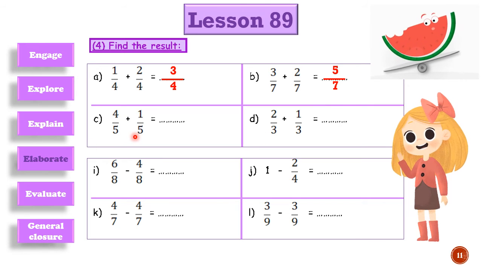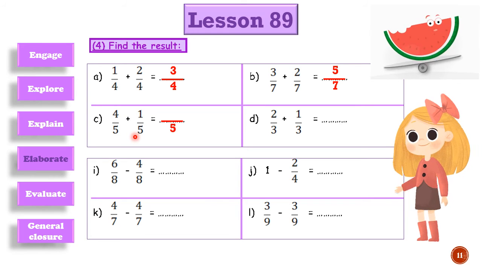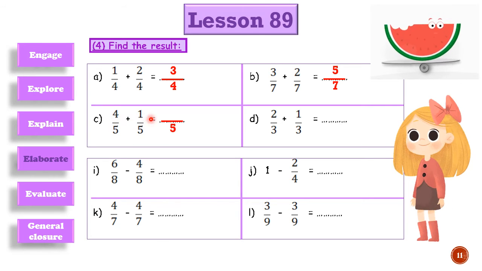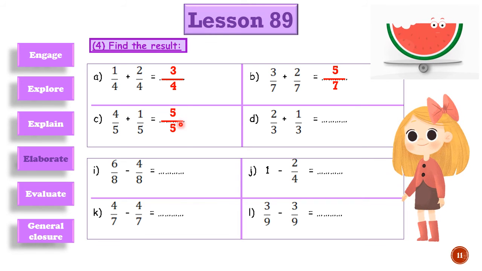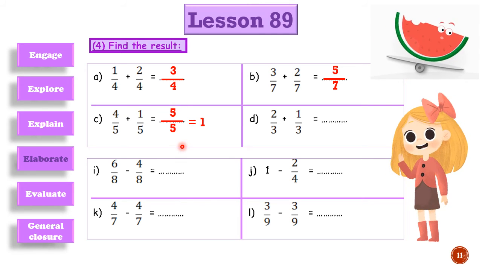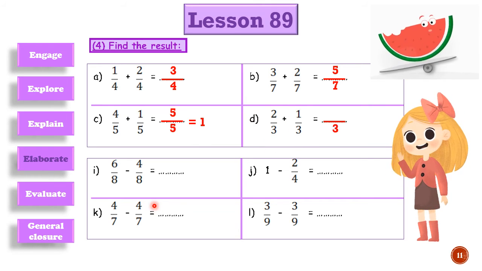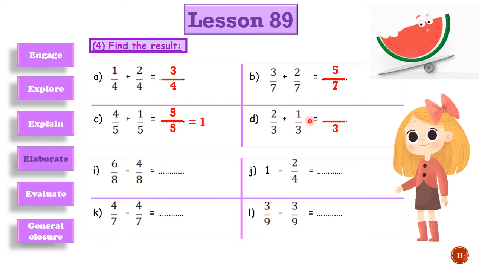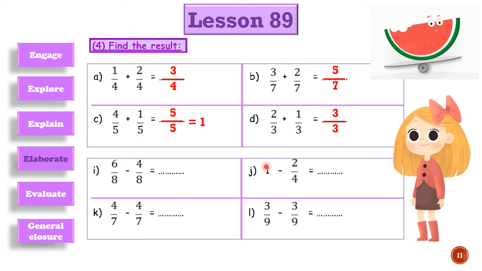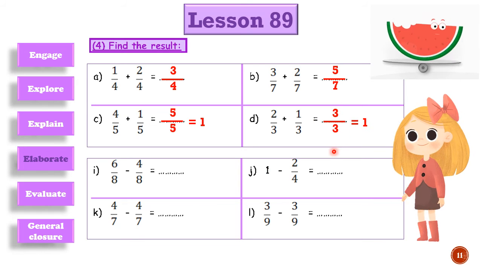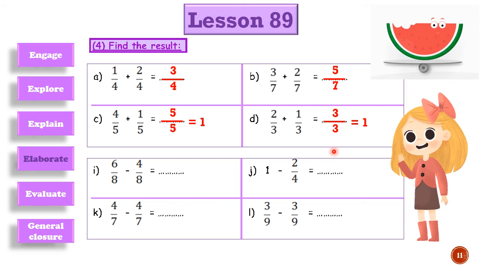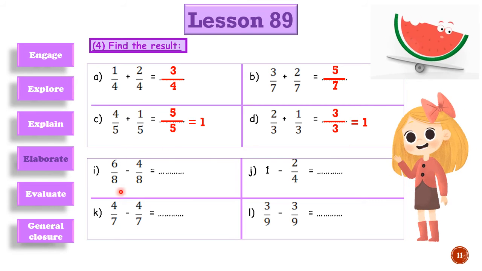Here we have, yes, 4 fifths plus 1 fifth. With the same denominator as it is, just add the numerators. 4 plus 1 equals 5. It will be 5 fifths, which is equal to 1 whole. Here we have 2 thirds plus 1 third. The same denominator will be like it. And just add the numerators. 2 plus 1 equals 3. It will be 3 thirds, which is equal to 1 whole. Good job. Let's go to subtraction.